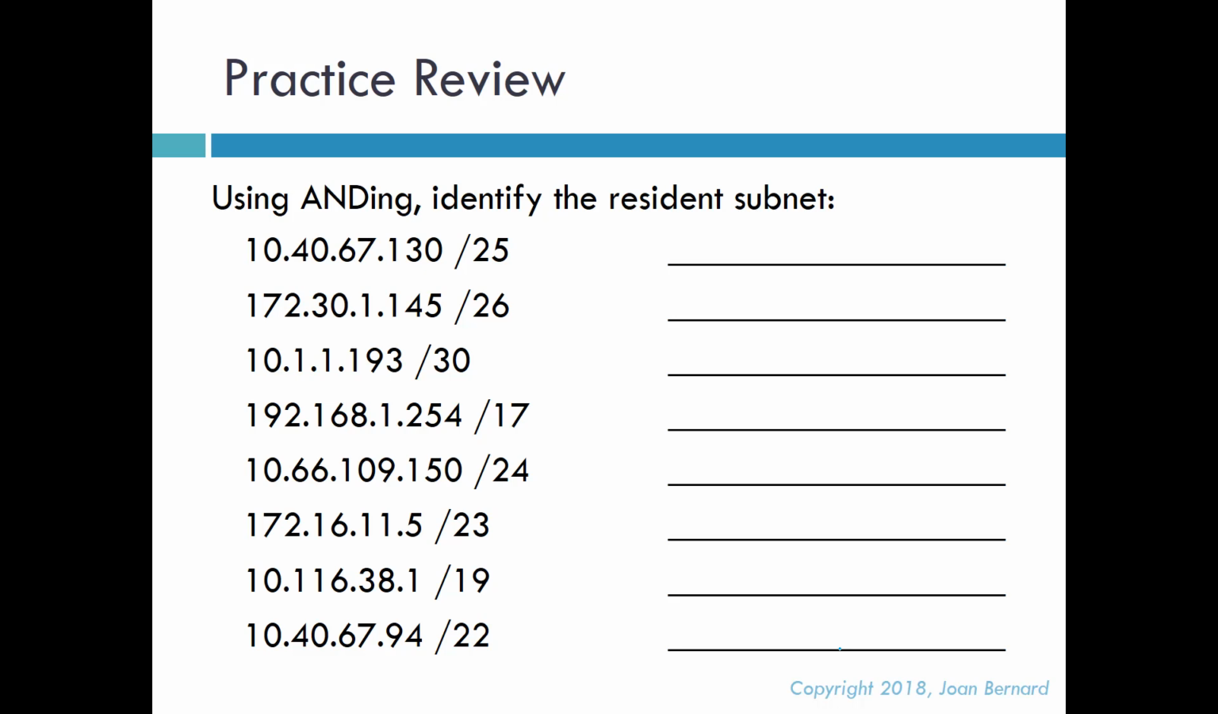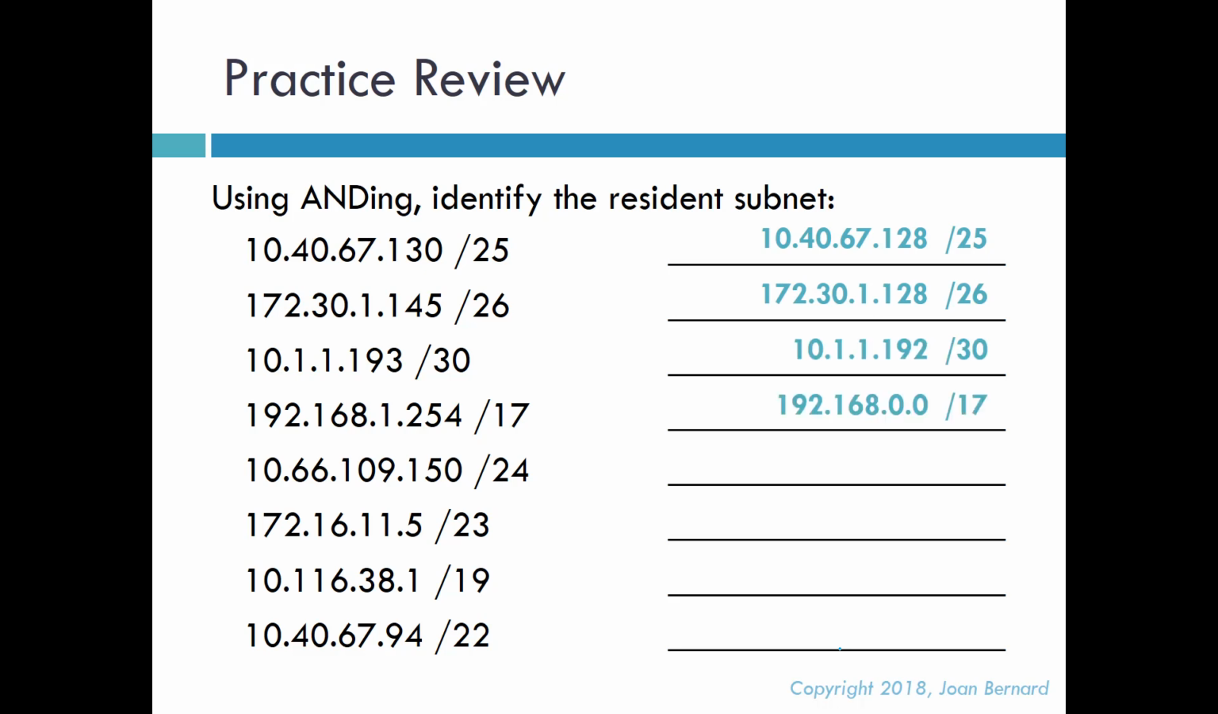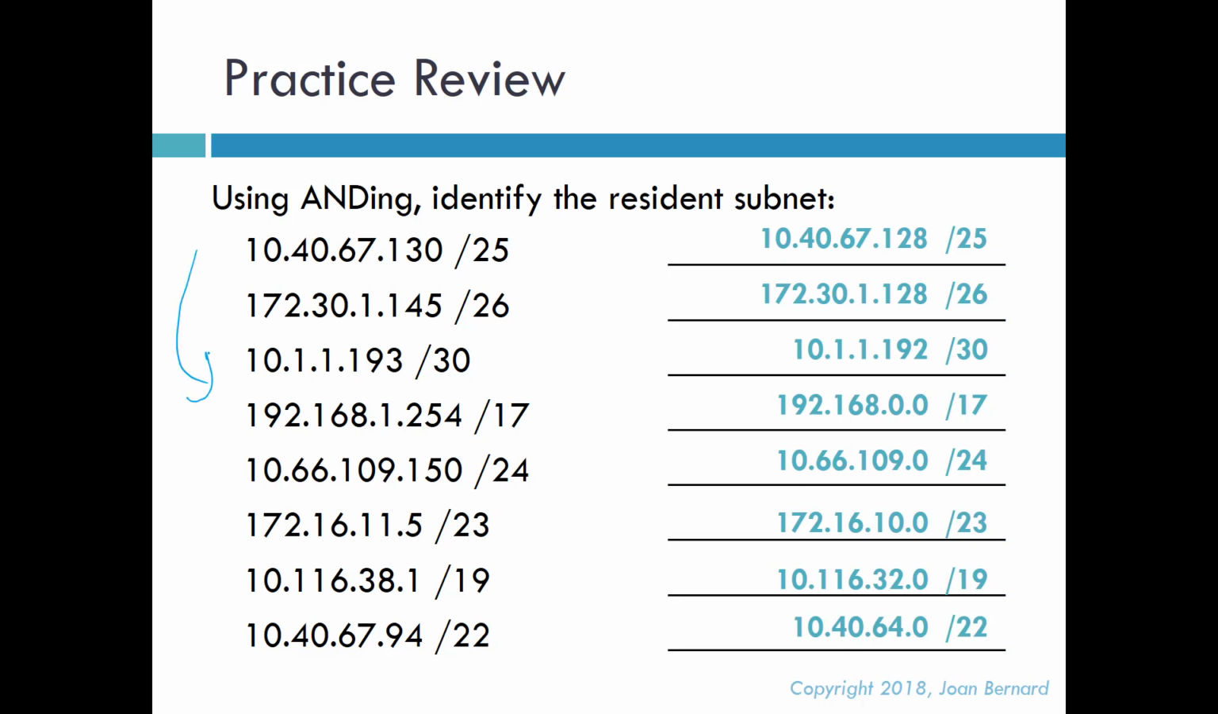All right, here's some practice. You can go ahead and pause the video. Using ANDing, identify the resident subnet. All right, I'm going to go ahead and reveal the answers, and you can check your work. Like I said, if you chose not to use the ANDing process and used the subnetting wheel or other mathematical connections to find these correct answers, that's okay. The most important thing is that you take an IP address from this list and you're able to find its resident subnet, or what is the very, very first IP address in the range to which it belongs.